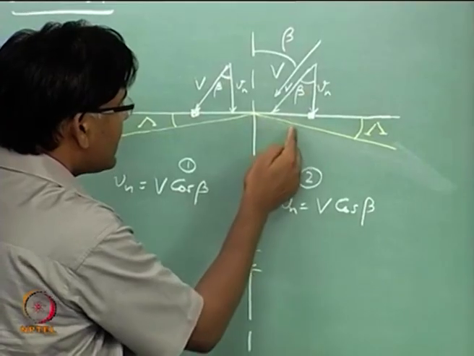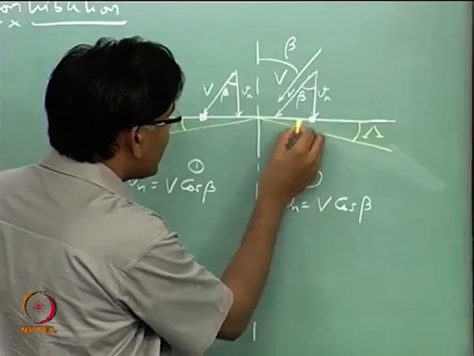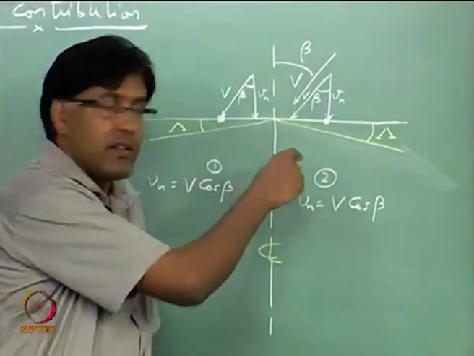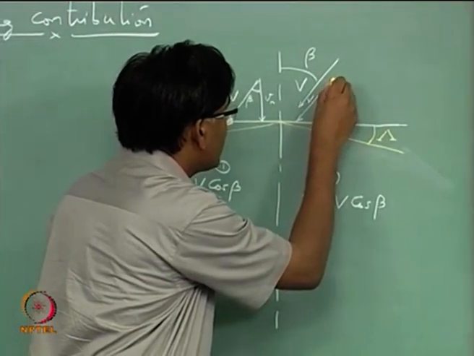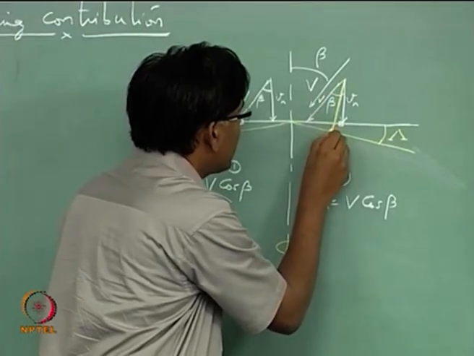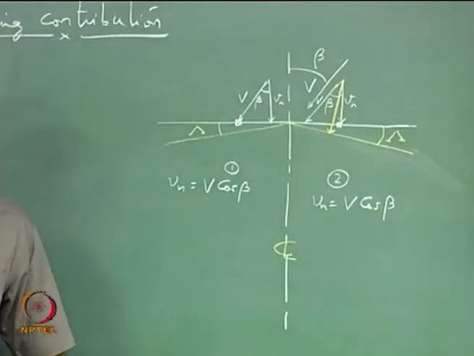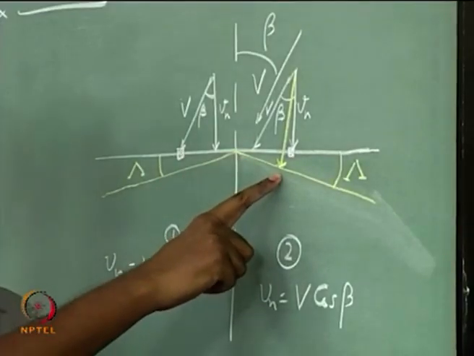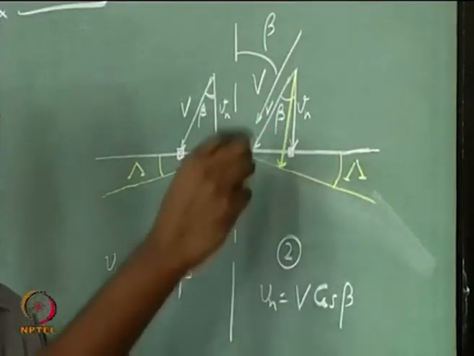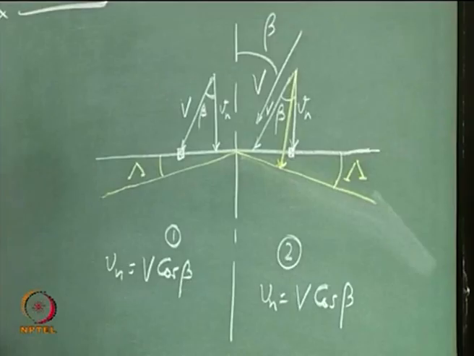Now, I have to find a location which is normal. So, the component of this velocity which is normal to the wing at this section is now slightly changed, right, because of this angle.